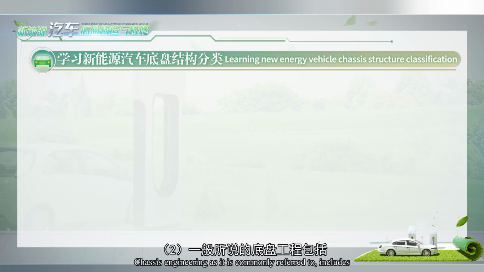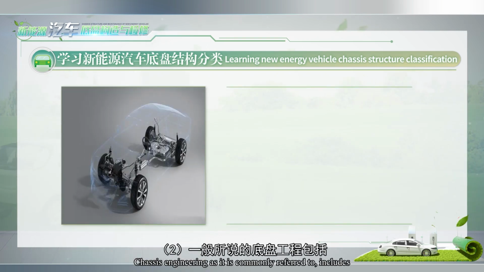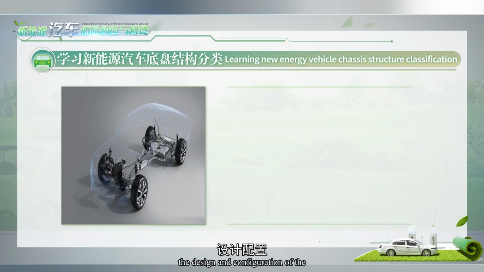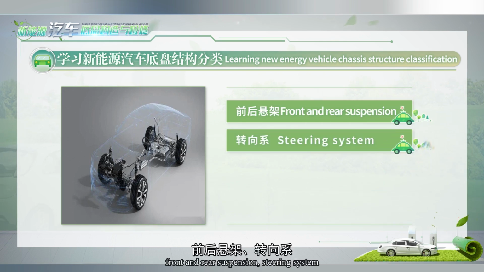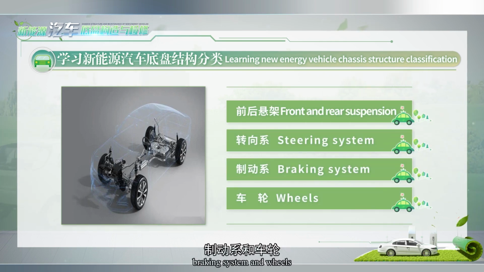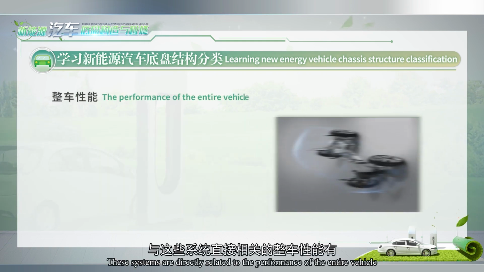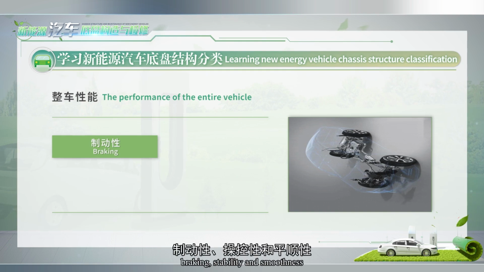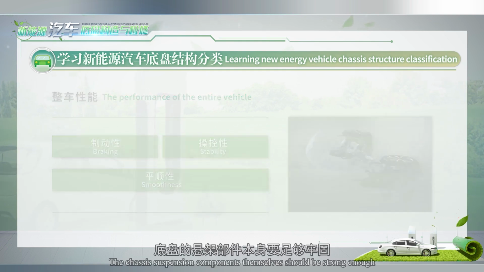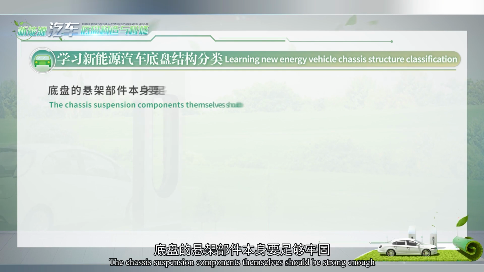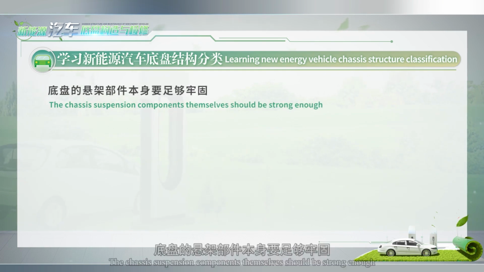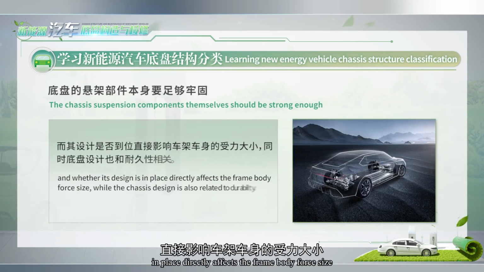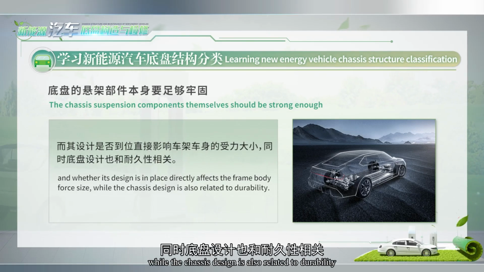True chassis engineering, as it is commonly referred to, includes the design and configuration of the front and rear suspension, steering system, braking system, and wheels. These systems are directly related to the performance of the entire vehicle: braking, stability, and smoothness. The chassis suspension components themselves should be strong enough, and whether its design is in place directly affects the frame body force size, while the chassis design is also related to durability.